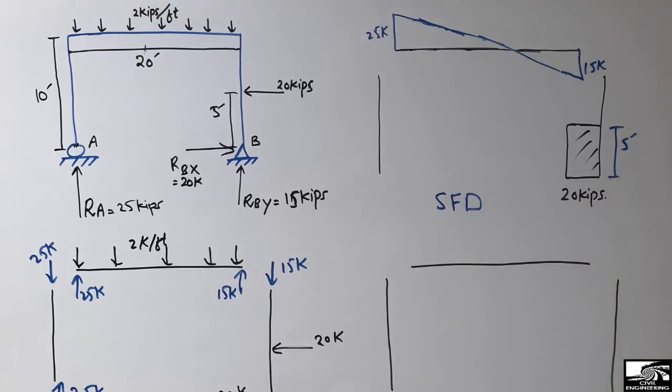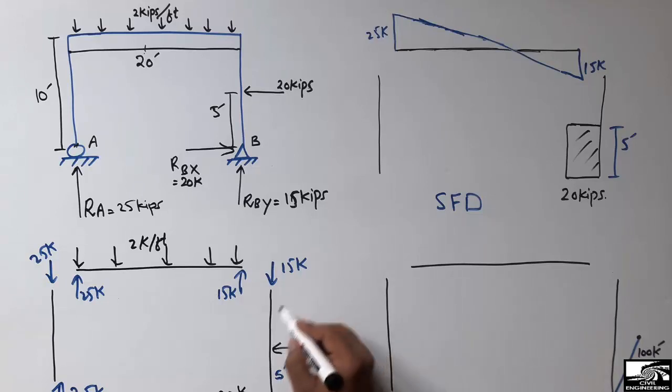So the load acting here is 20 kip, and 20 into 5, we can see it is 100. 20 into 5, because the force is 20 and the moment arm is 5. So 20 multiplied by 5, we get the moment at this point. So it will be 100 kip foot moment here at this point.